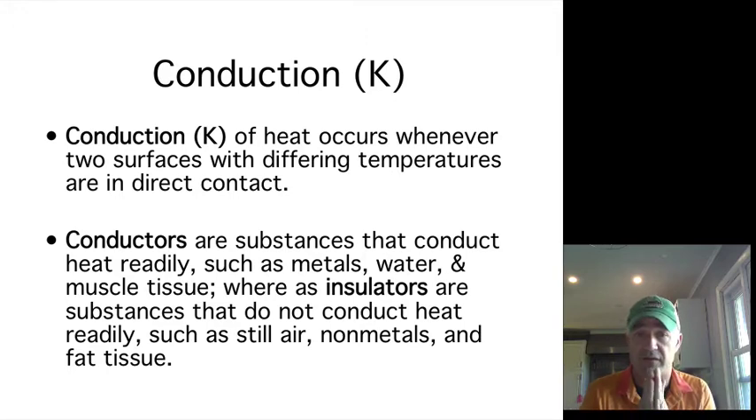This, again, is when two different surfaces of differing temperatures contact with one another. Again, depending on what these surfaces are, we're going to have certain ones that are better conductors of heat, such as metals, water. Our muscle tissue is a very good conductor of heat. This is part of the reason if you're in cold air, you can be in much colder air and not lose a ton of heat, because air is not a particularly good conductor of heat.